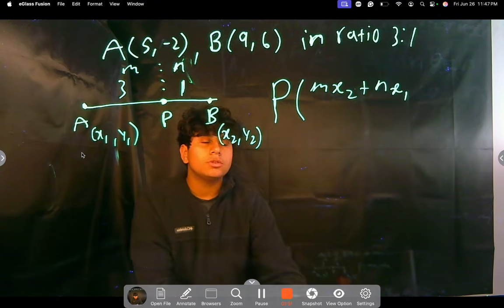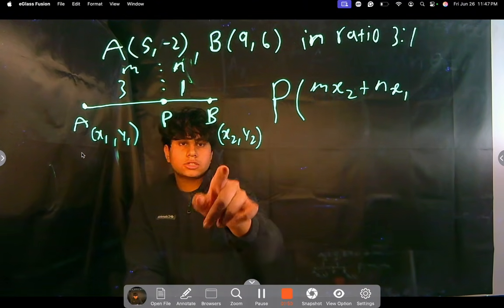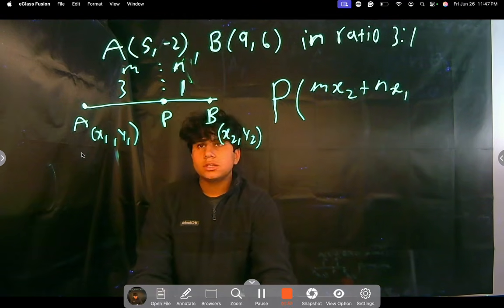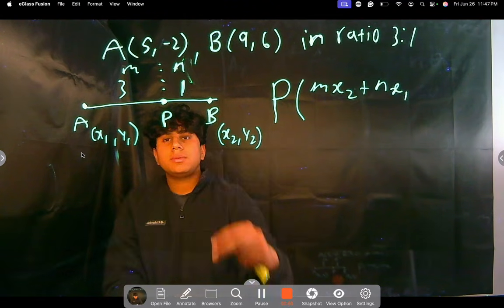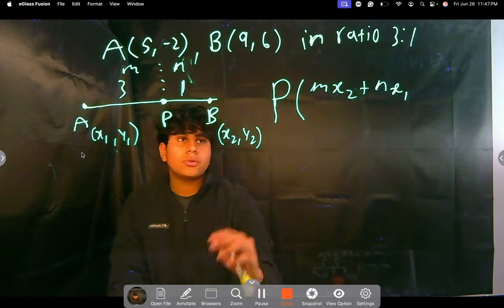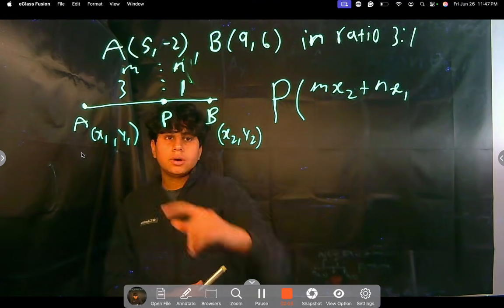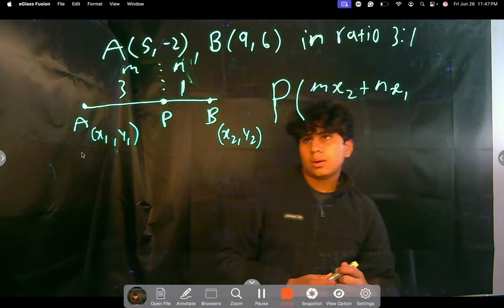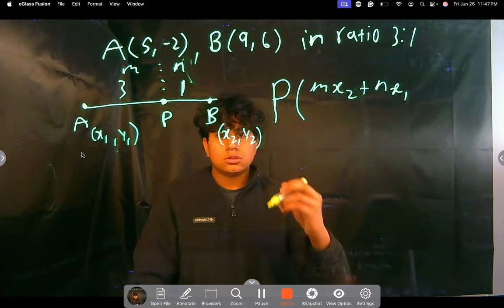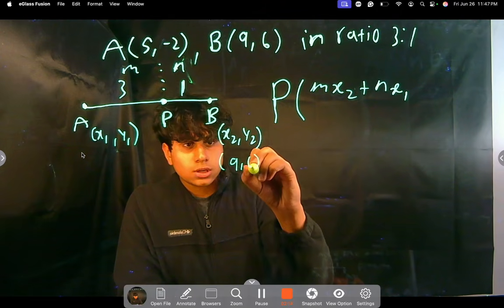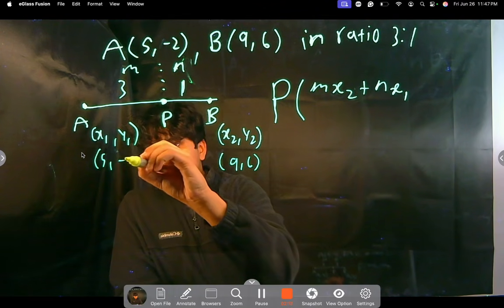You want to make sure that the m is always going with the x2 and n will always go with x1. It's kind of the way that it's written, but you gotta make sure you draw it out before you start putting the points in, because otherwise it gets really confusing. You want to know exactly what your x2, y2, x1, and y1 are, so you can put them into the equation. So what are x2, y2 here? This is 9 comma 6, and this is 5 comma negative 2.